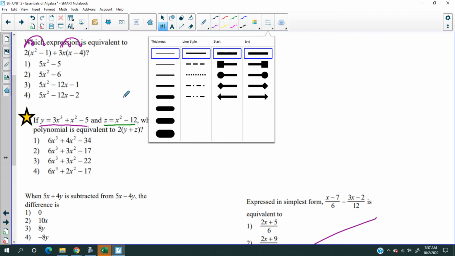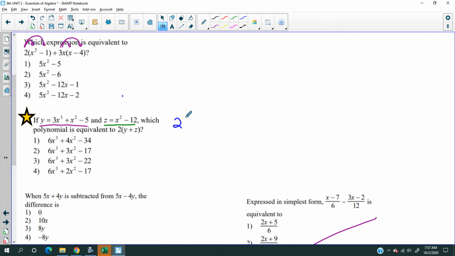All right, let's see. So I'm going to just rewrite the whole thing. I'm going to write down exactly what they wanted. Okay, so they want us to combine these expressions. So we have, and see now I need another parenthesis, so I'm going to use a bracket. Okay. All right, so parentheses 3x to the third plus x squared minus 5 plus, that's this plus here, z, which is x squared minus 12. Let me make sure I copy the questions right. Okay, all right, close that bracket.